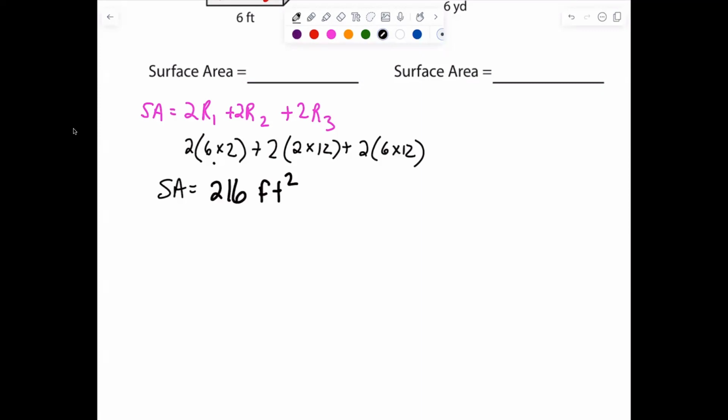Everybody's got 216. All right, everybody can do this on the calculator now. Come on. 2 times 6 times 2 plus 2 times 2 times 12 plus 2 times 6 times 12. Everybody should be able to do that now with the calculator.